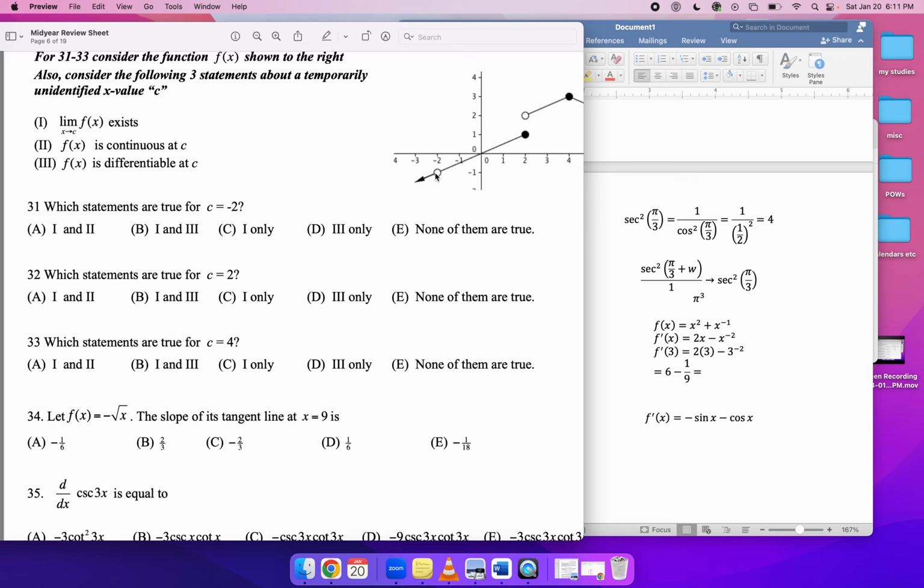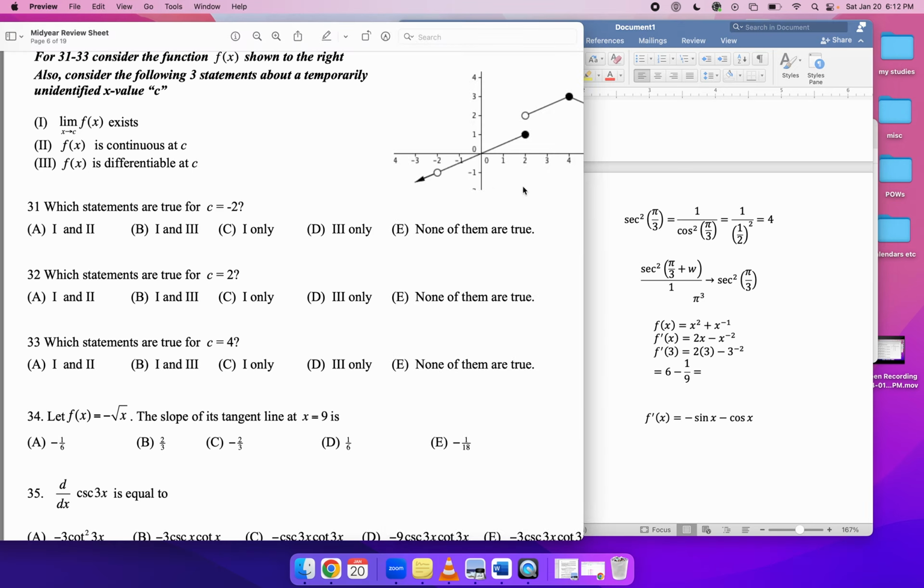Okay, so let me look at negative 2. Does the two-sided limit exist? Yeah, because it's the same value as you approach from either side, so 1 is true. Is the function continuous at negative 2? No, there's a hole. Is it differentiable there? No, because remember, differentiability requires continuity. If it's not continuous, it can't be differentiable. So I would say just 1 for negative 2.